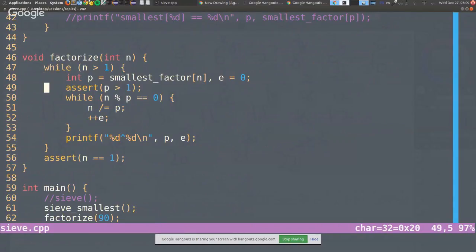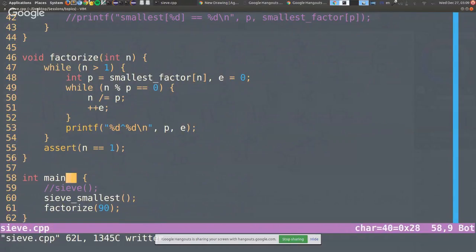So basically this is what we have. This is another way to factorize. If we know that all the numbers we want to factorize are less than some number like 1 million or something, then we can pre-compute all the smallest factors, and then we can factorize really fast whenever we need to.